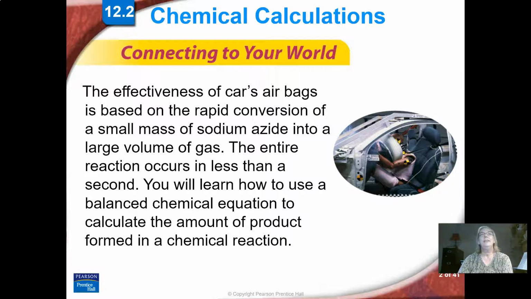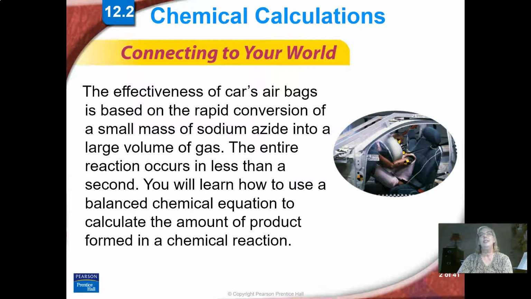So look at this, if you ever air off, they have to go off and really quickly counter the force of a current in your body going forwards. So it has to be second. We're going to use that information, figuring out if we have enough large amount volume of gas in stoichiometry.